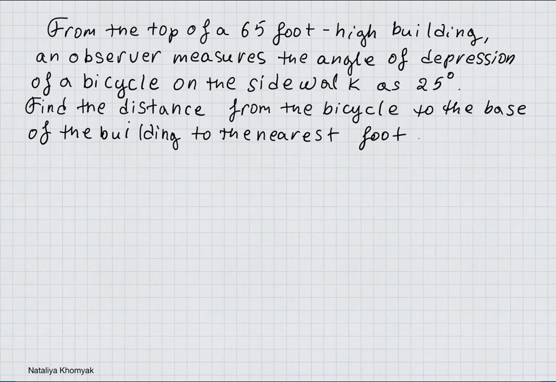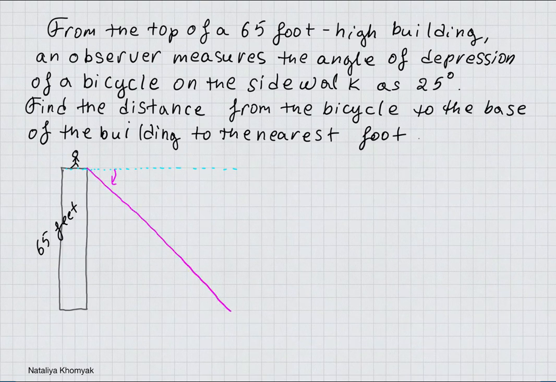So let's draw a little building. And it's 65 feet high. There is our observer on top of it. If I extend this horizontal line from the roof of this building, the angle of depression comes down from it. So our angle of depression will look something like this. And we are told that this angle is 25 degrees.